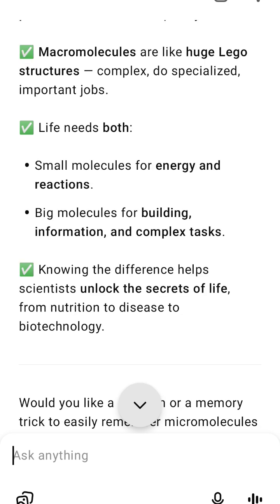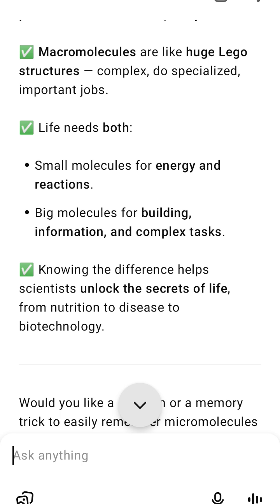Molecular weight difference. Molecular weight measures a molecule using the unit Dalton. Micromolecules are usually 18 to 800 Da, definitely under 1000 Da. Macromolecules are 10,000 Da and above, often much larger. Examples for scale: glucose, 180 Da, a micromolecule; a small protein like insulin, 6,000 Da, a small macromolecule; a big protein like hemoglobin, 64,000 Da. DNA can be millions of daltons long.